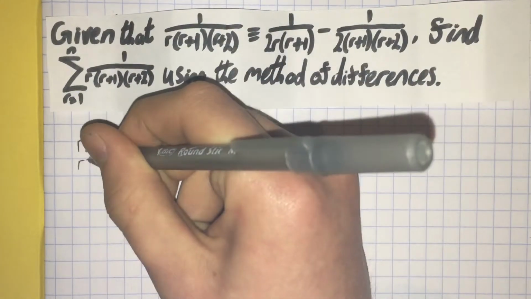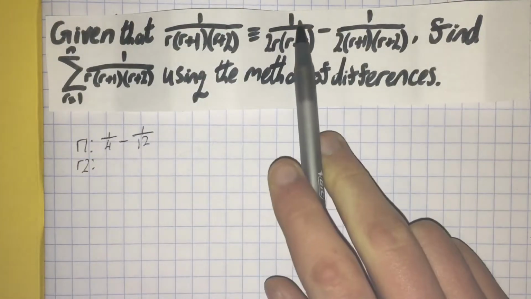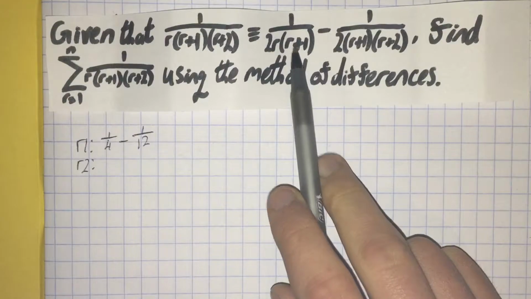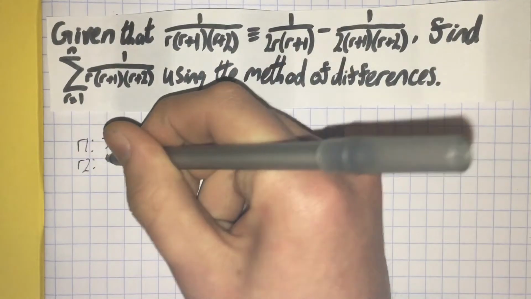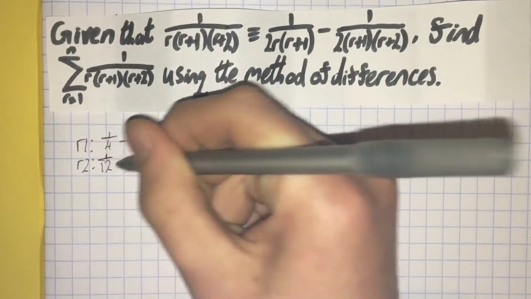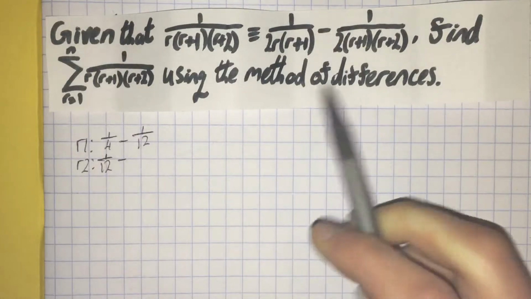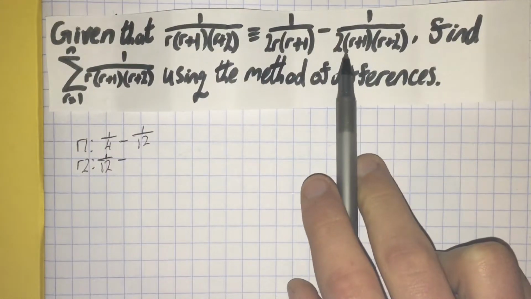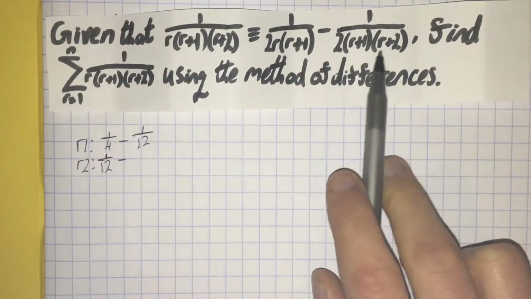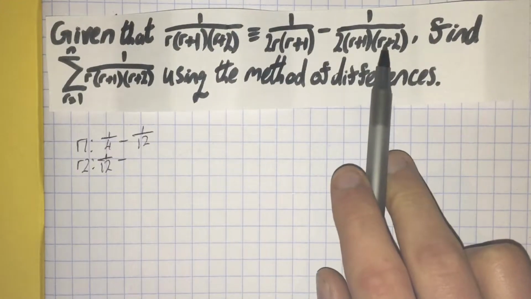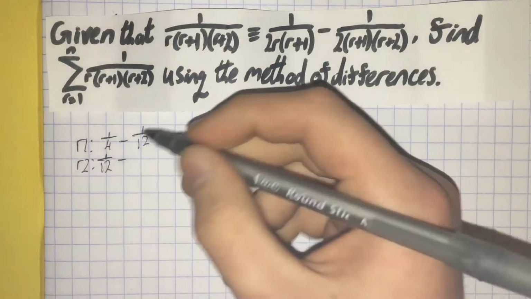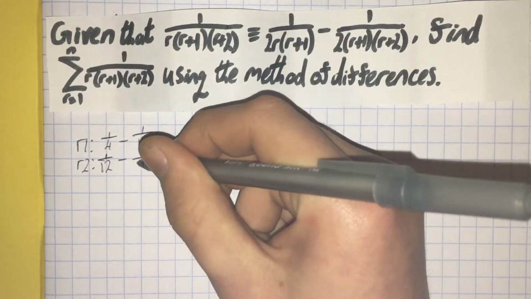When r equals 2, we'll have 1 over 4 times 3, 4 times 3 is 12, so we'll have a 12 there. 1 over 2 times 3, 2 times 3 is 6, times 2 plus 2, which is 4. 6 times 4 is, of course, 24.